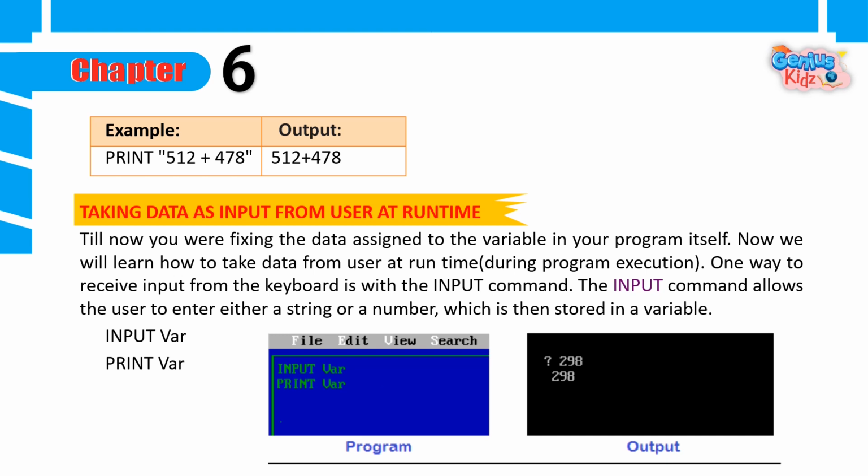Taking data as input from the user at runtime. Till now you were fixing the data assigned to the variable in your program itself. Now we will learn how to take data from the user at runtime during program execution. One way to receive input from the keyboard is with the input command. The input command allows the user to enter either a string or a number, which is then stored in a variable. Input var, print var.